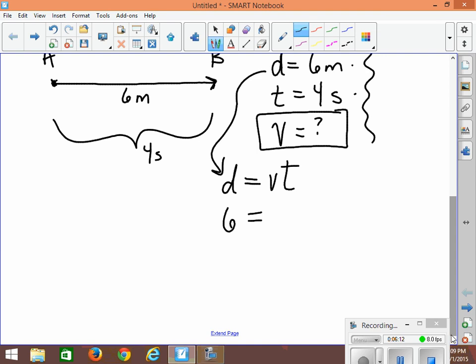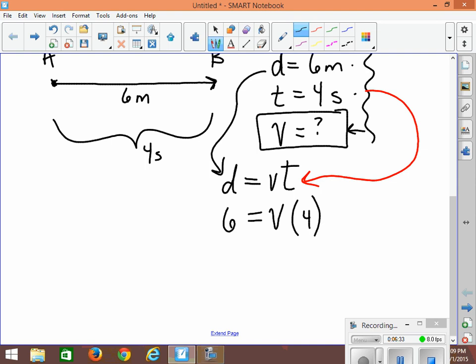Now, next thing is a v. Well, look, I don't have a v. This is missing. So that's what I'll just leave as v. But I do have a time, and the time that I have is 4 seconds, so that's going to go over here where the t is, and I put the 4 in there, so v times 4. Remember that brackets in algebra mean multiply.